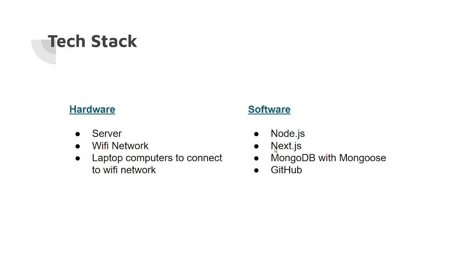First, I want to talk about our tech stack. Hardware needed will be a dedicated computer for a server, a Wi-Fi network with a Wi-Fi router, and laptop computers to connect to the Wi-Fi network. The software that will need to be installed on the server is Node.js, Next.js, MongoDB with Mongoose, and GitHub, or Git more specifically.